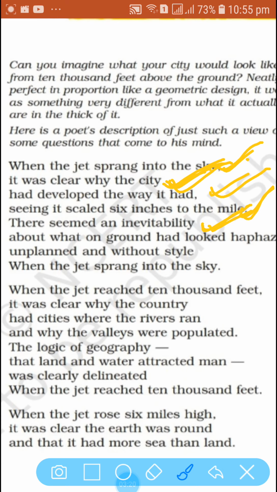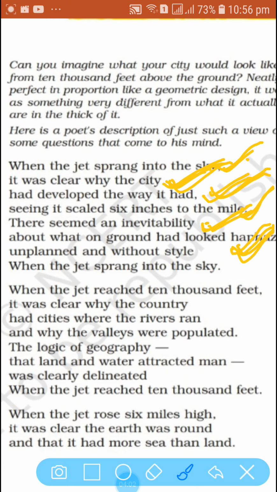Now come to the 6th line. About what on ground had looked haphazard. The 6th line, haphazard, and the 3rd line, had developed the way it had. So had, and haphazard. Similar in tone, so we can take it as a similar rhyming scheme. So if the 3rd line is C, we can say the 6th line is C. That means the 5th line is B, the 6th line is C. The first lines are A, B, C, D, B, C.